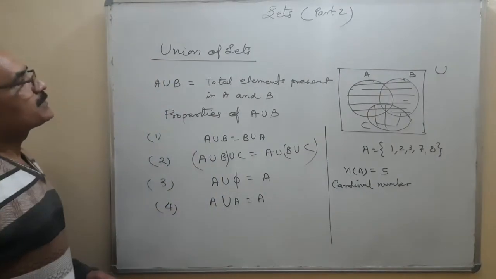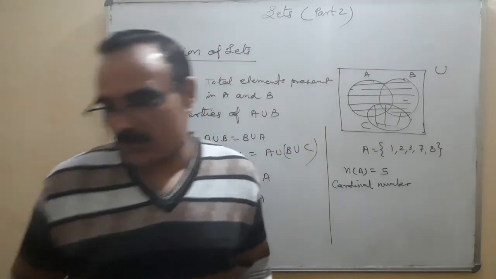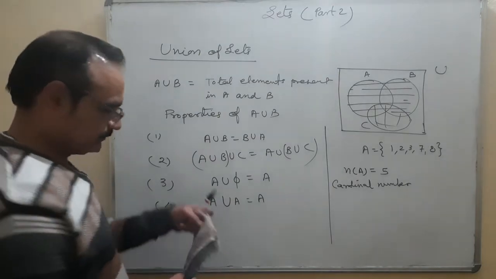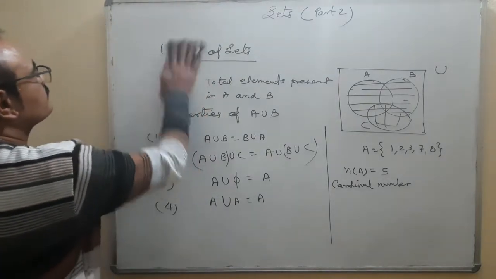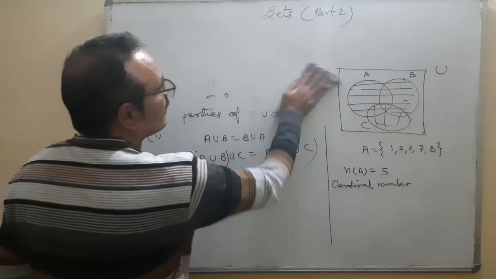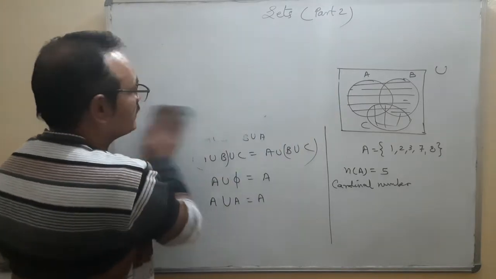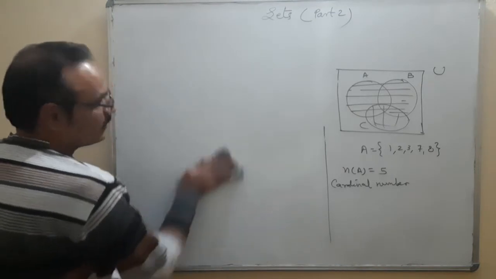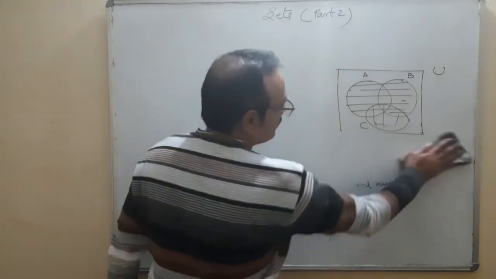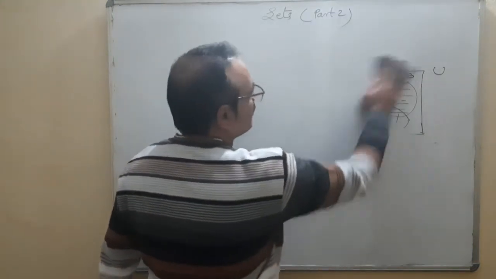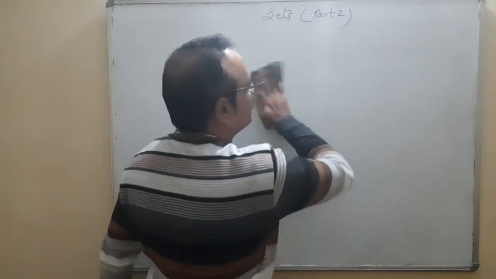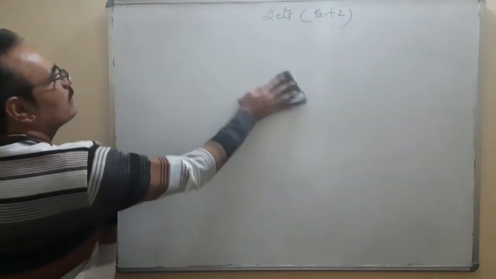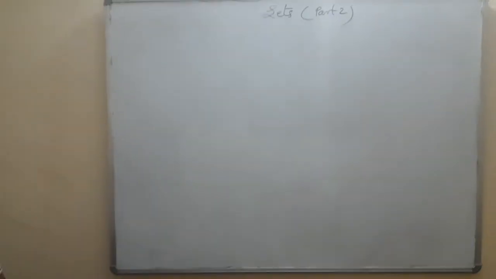So these are the properties for union. Now we'll discuss the properties of intersection. And the diagram of union is this type of diagram. The area which is to be shaded is portion A and B both. If there are 3, A, B, C, then the shaded portion is all of A, B and C. After that, intersection.